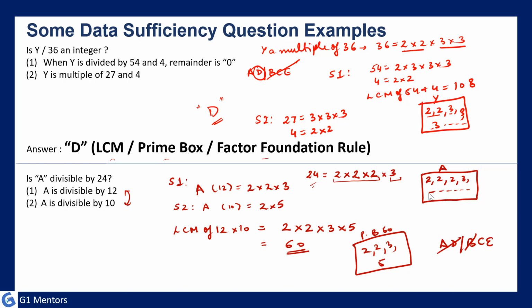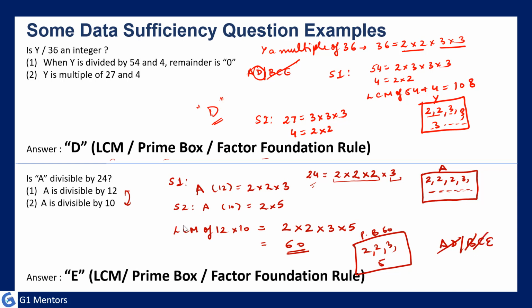It may be possible that there are some other factors which might be there. So the answer option of this question is E, because we are not able to answer whether A is divisible by 24 or not. If it was given that A is divisible by 8 as well.